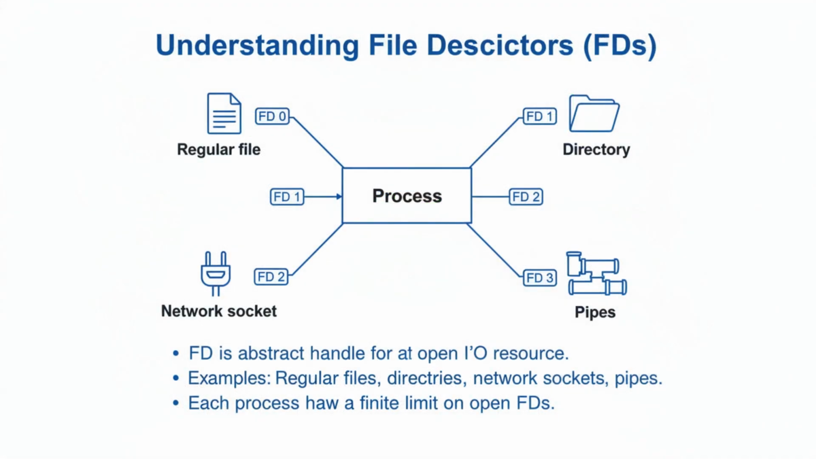At its core, a file descriptor is simply an abstract handle that a process uses to refer to an open file or other I/O resource. Think of it like a unique ID for every open resource. When a program needs to read from a file, write to a network socket, or communicate via a pipe, it first requests an FD from the operating system. These FDs are usually non-negative integers.